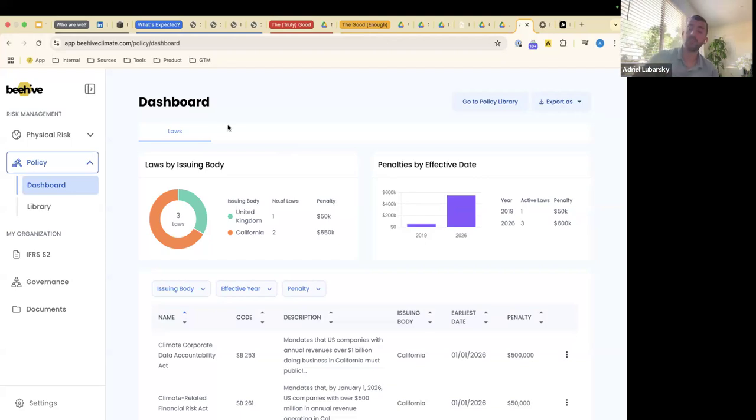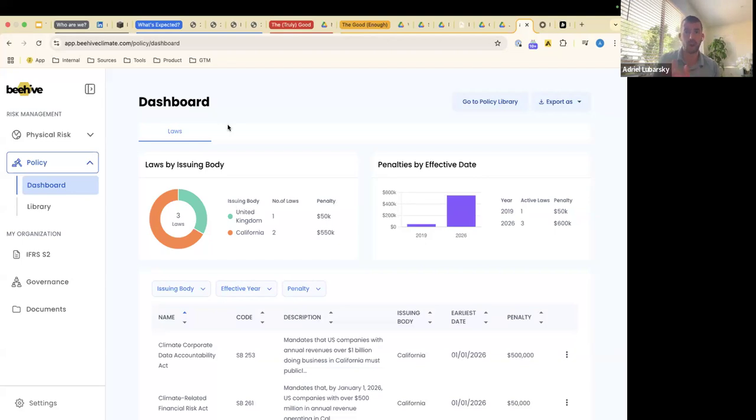A few weeks after that, you'll be able to actually use AI here and ask it questions like, tell me if my revenue that's currently at 700 million climbs to 1.1 billion in 3 years, what laws will apply to me then?